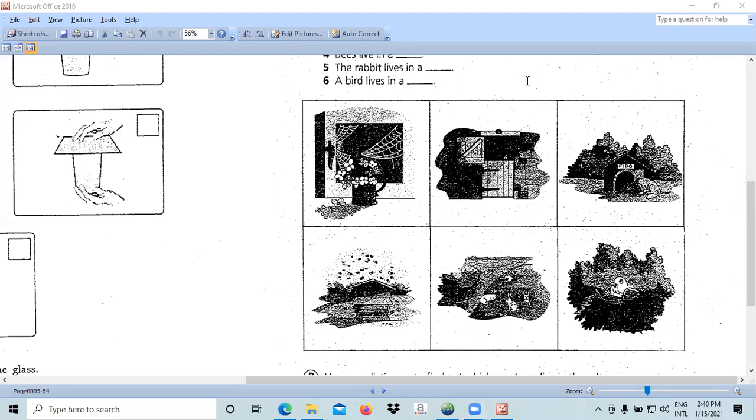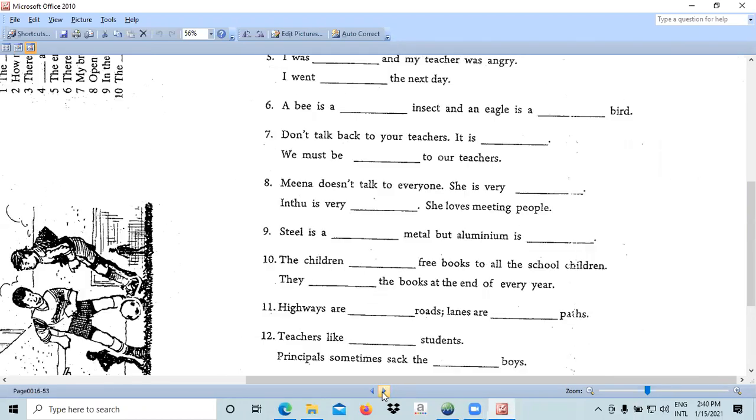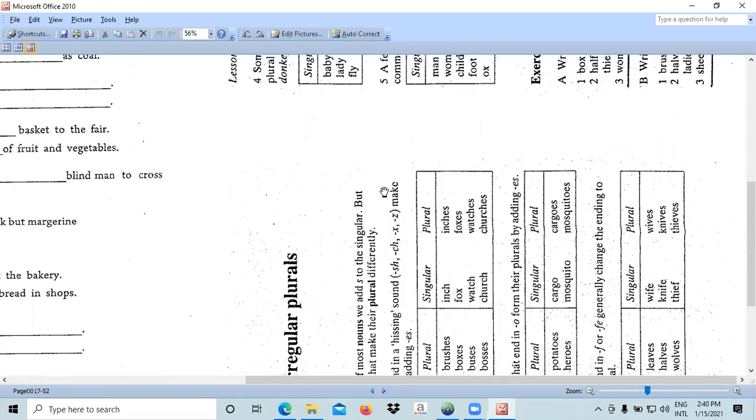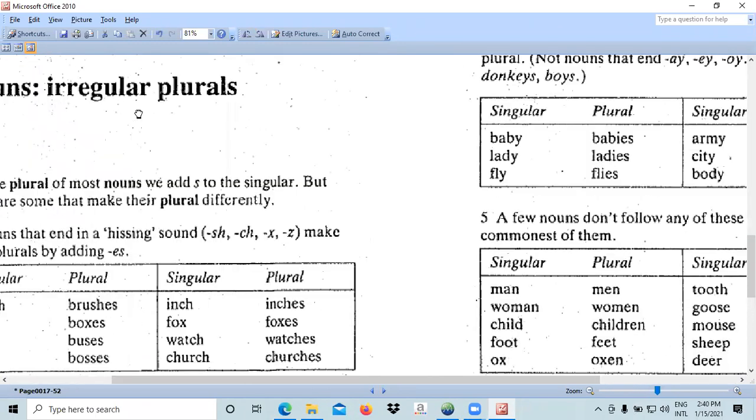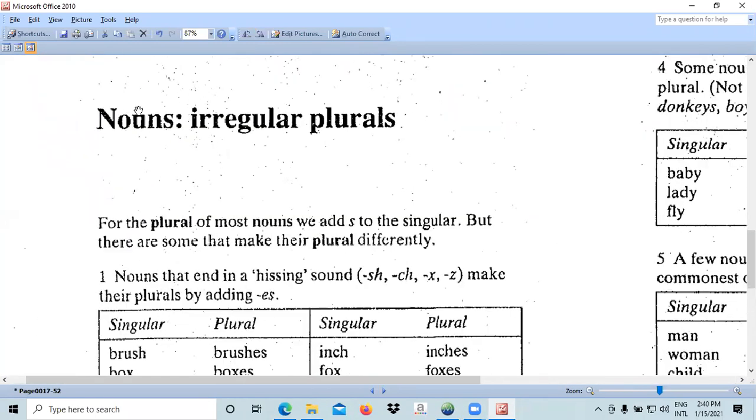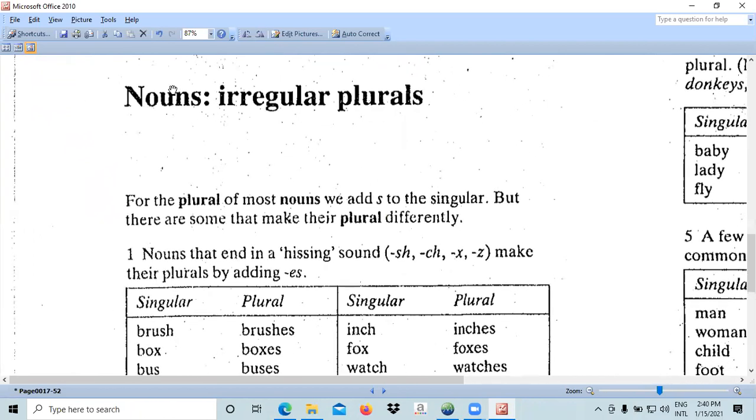Page number 17. So we have a topic like this.